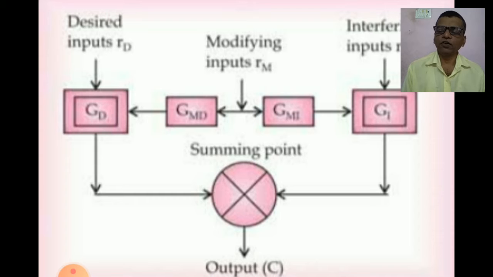Also, in the next block, GD is the transfer function for desired input. Then GI is the transfer function for interfering input RI. And GMD and GMI are the transfer functions for modifying inputs. And there is a summing point, from which you will get the output.